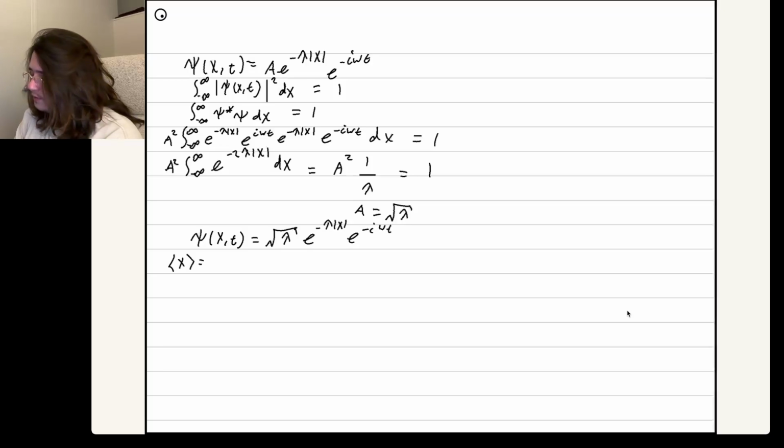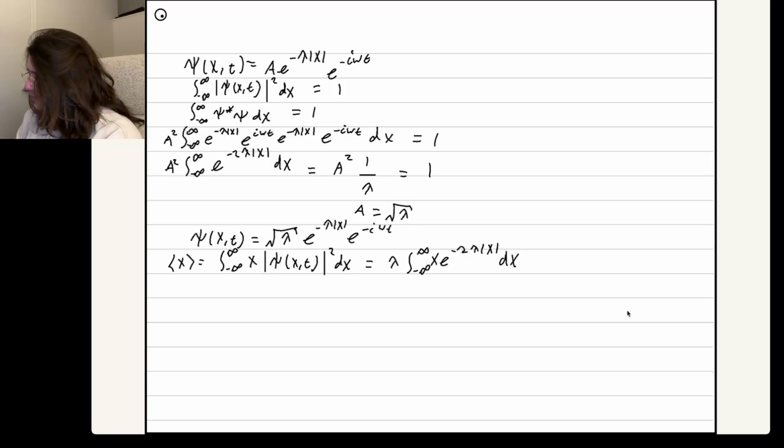Then the expectation value of position will just be the integral over all space of x times the modulus squared of the wave function. So now we're doing lambda out front, integral over all space of x times e to the minus 2 lambda absolute value of x dx, which is 0. You've turned an even function into an odd function, so that's just 0.